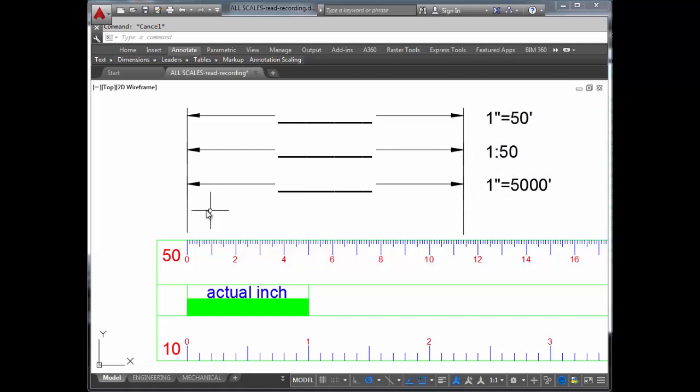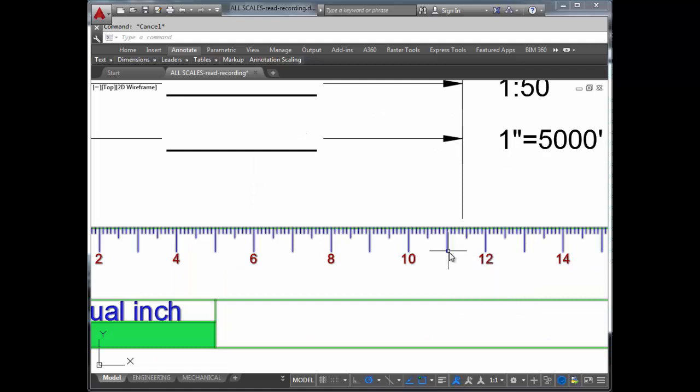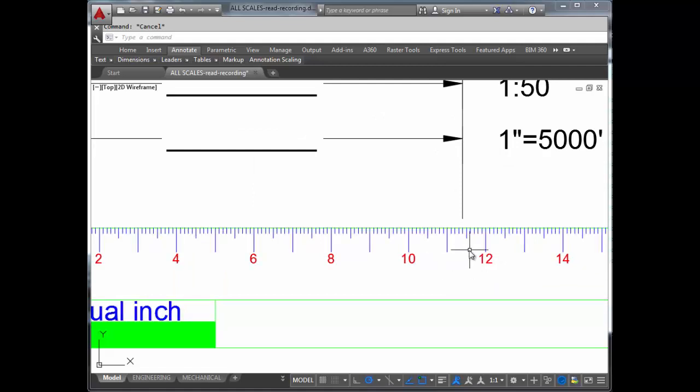The first scale, we will assume that 1 inch, this is where the 1 inch mark is equal to 5,000 feet. That would make this 11,000 feet. So the tick marks in between the 11,000 and 12,000 foot mark would be in hundreds. So this would be 11,400 feet.